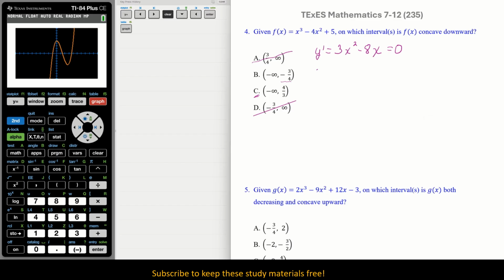Oh, now we need the second. Remember, concavity is related to the second derivative. So now we have 6x minus the 8 equals the 0. This gives us 6x equals 8. Divide both sides by 6. And then x will simplify to 4 over 3. Okay? Now, here's the thing.